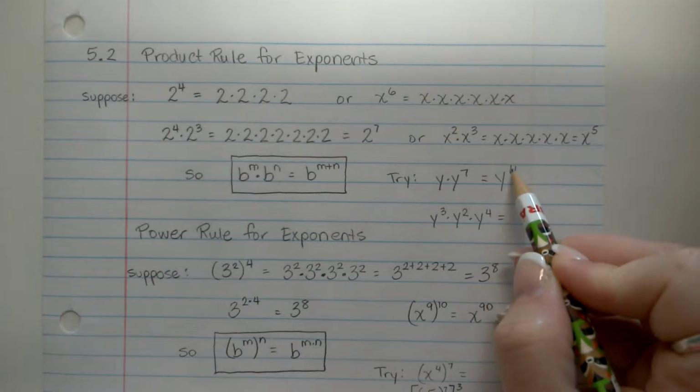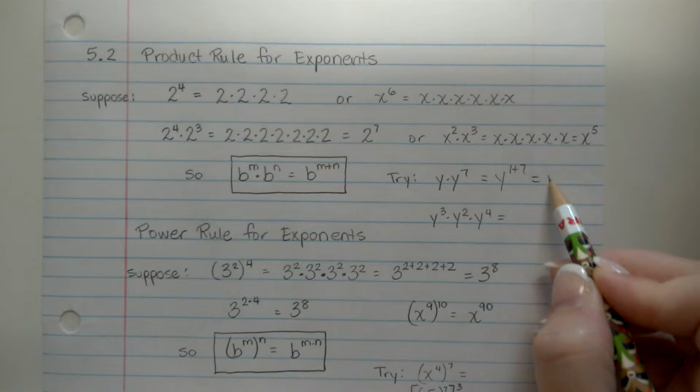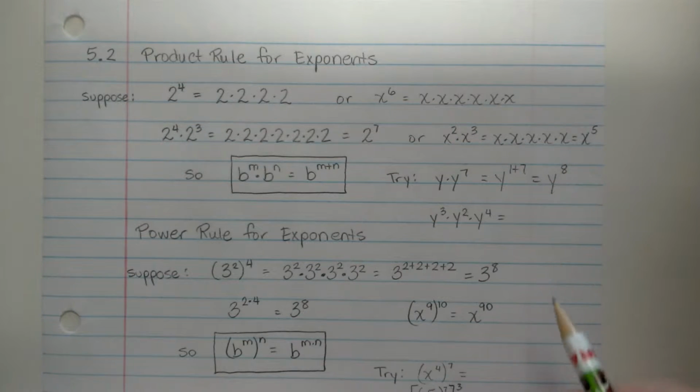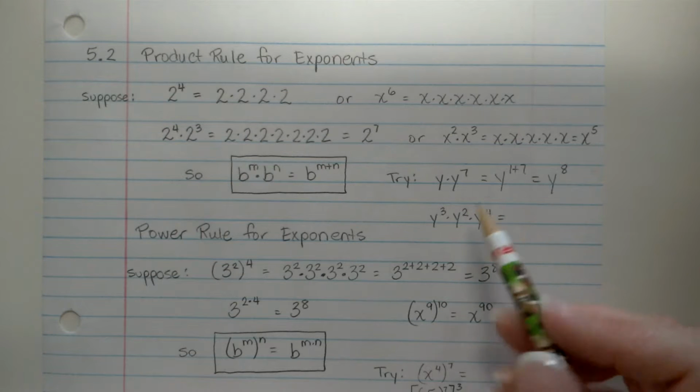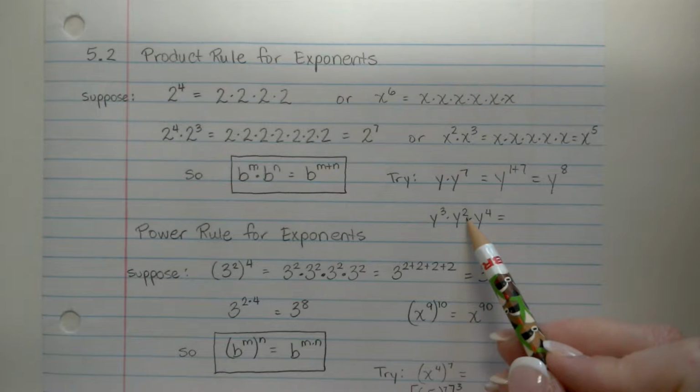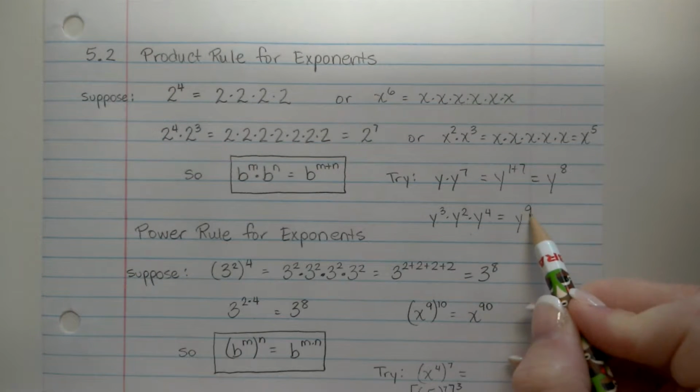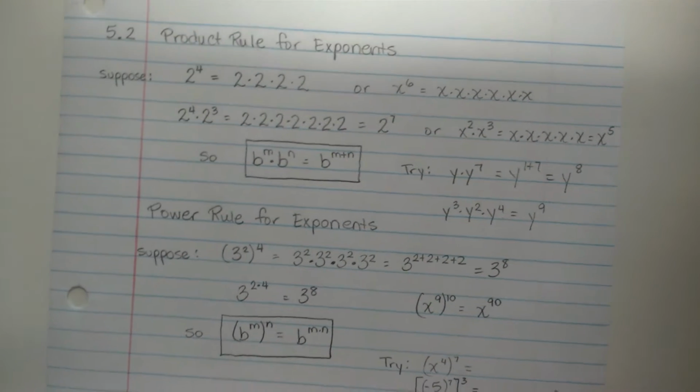So for this example, you have a y, and then you multiply it by 7 more y's. So it's the same thing as saying y to the 1 plus 7 because all of those are being added, so you would have y to the 8. Again, you have 3 y's, 2 more y's, and 4 y's, so altogether that would be 9 y's multiplied together.